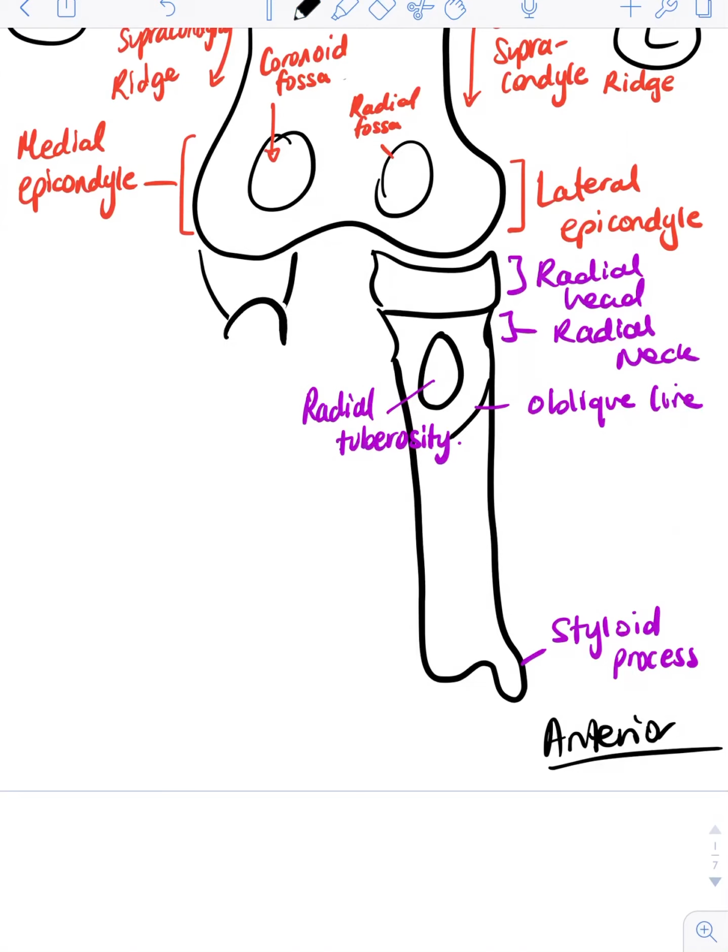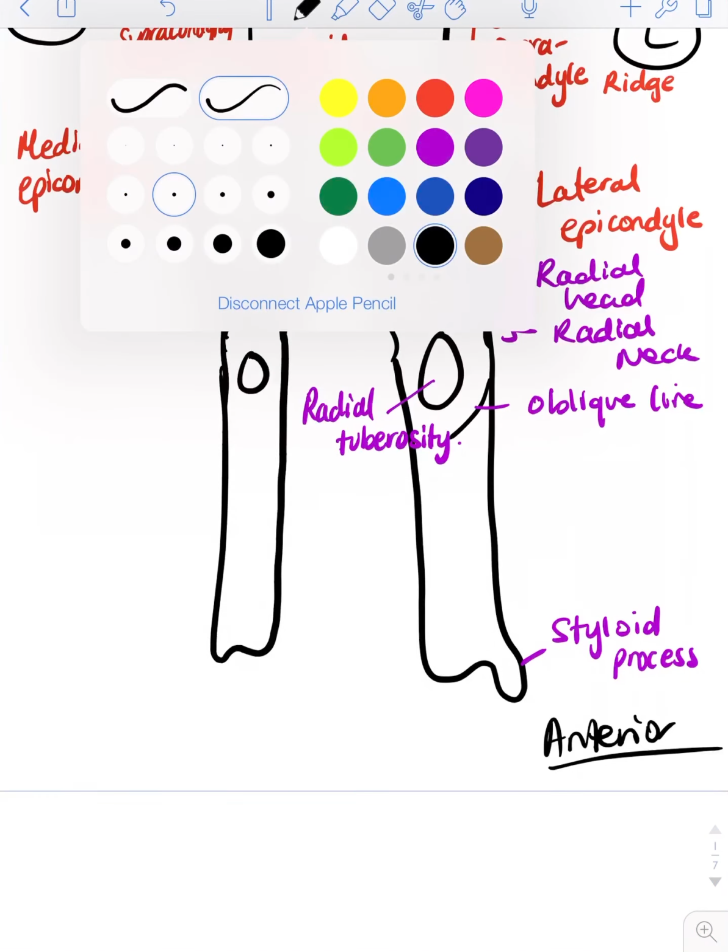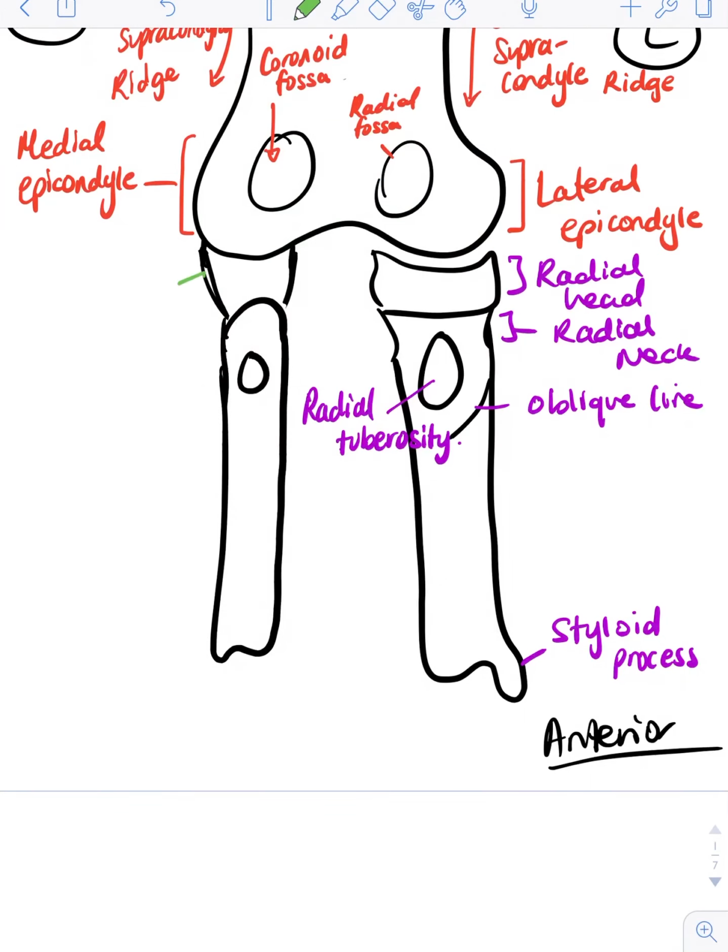So we just do a little U shape over here. And same arrangement, but we have different features. So over here, at the back, we have the olecranon process. Here we have the coronoid process. This, similar to the radius, is going to be our ulnar tuberosity for the insertion point of the brachialis tendon.